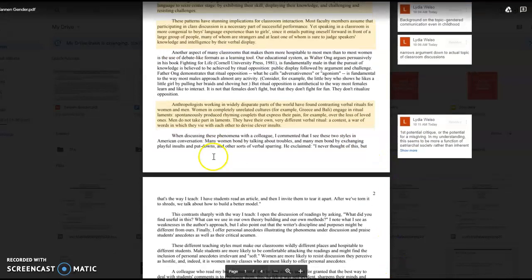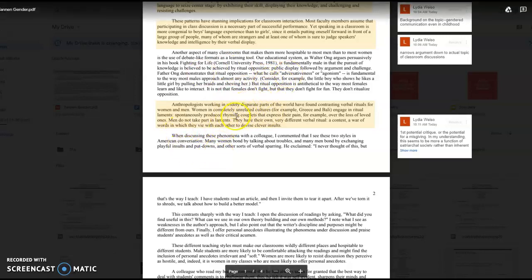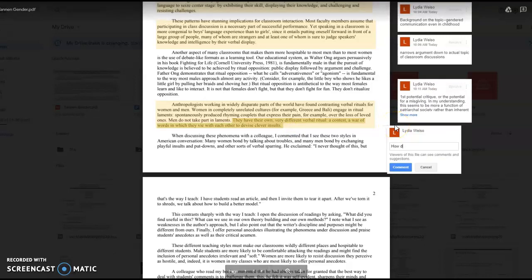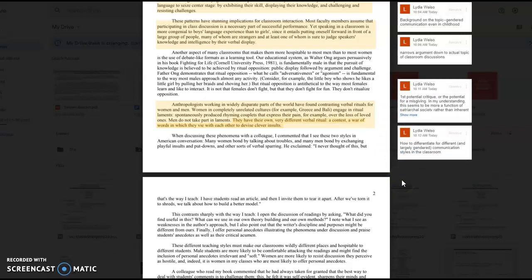Now, my next sort of thought is that what she's really discussing here, or seems to be moving toward, is the concept of differentiation in the classroom, of how to differentiate. So it seems like she's going to be talking about how a teacher, how a professor can create classroom discussions that meet the needs of everyone.